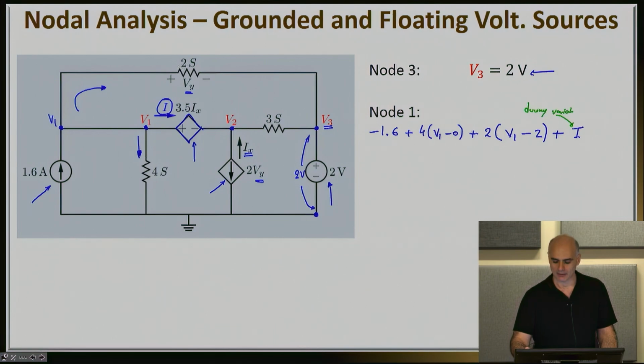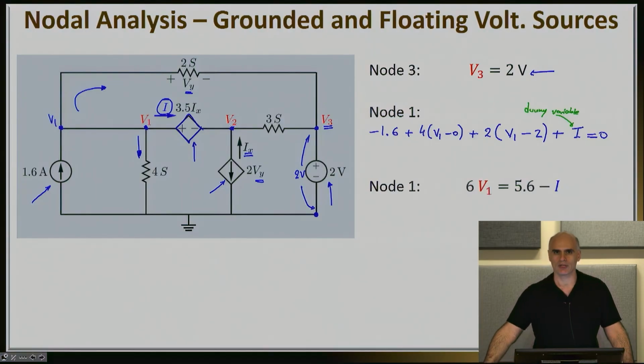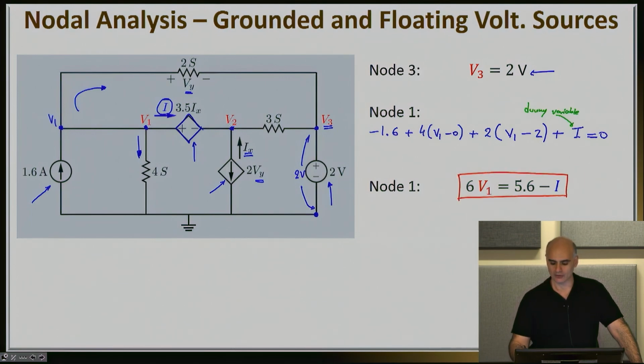And so we'll think about what to do with this I in the future. So nevertheless, when I add I, the equation is completed, and I have now applied KCL for V1, and the result should be equal to 0. Now, if I do a little bit of cleanup here, node 1 equation will end up being 6V1 is equal to 5.6 minus I, as exactly you see right here. So this equation here is my final node 1 equation for this problem.